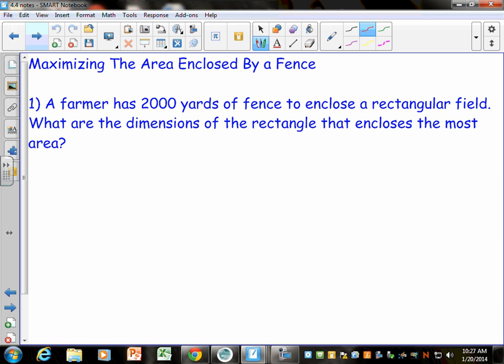It says, we want to be able to maximize an area, and that uses a quadratic model. So it says a farmer has 2,000 yards of fence to enclose a rectangular field. What are the dimensions of the rectangle that encloses the most area?